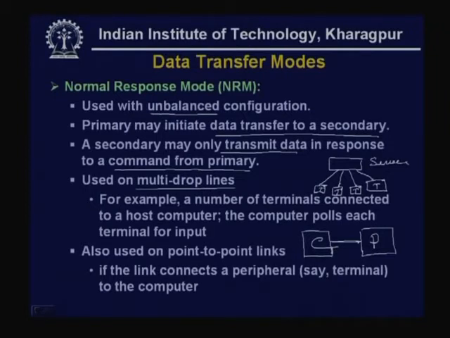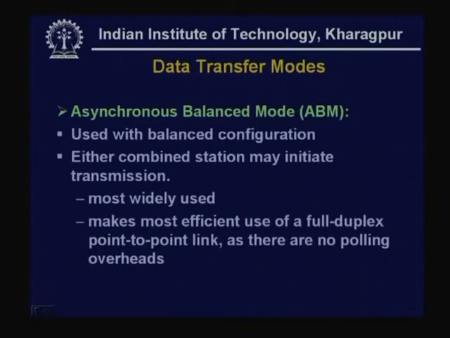Coming to the second data transfer mode, asynchronous balanced mode. Here it is used in balanced configuration. This asynchronous balanced mode, as its name implies, can be used only with balanced configuration. So, either combined station may initiate transmission. So, here you have two machines and both of them are combined type, and obviously in this case data transmission can be initiated by either of them, and this is possibly the most widely used technique, and it makes most efficient use of a full duplex point to point link, as there are no polling overheads.